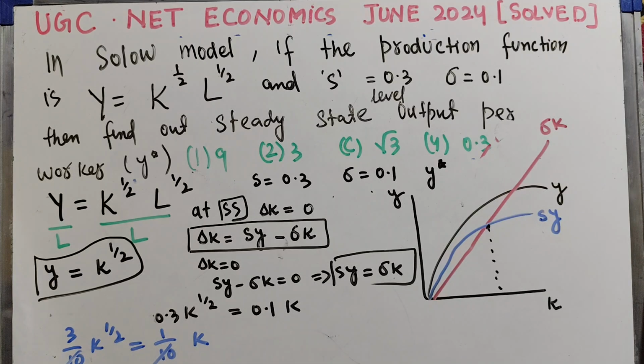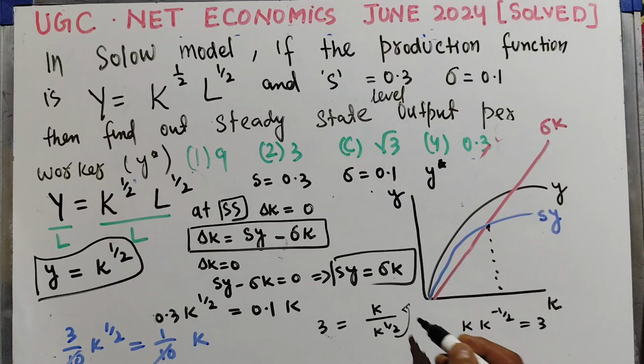So solving for k, transposing this k here, which implies 3 is equal to k divided by k raised to the power 1/2. Solving it further, we get k times k raised to the power minus 1/2 equal to 3. Transposing this to the numerator, we get k raised to the power 1 minus 1/2, that is k raised to the power 1/2, equal to 3, which gives us capital per worker equal to 3 squared, which is equal to 9.